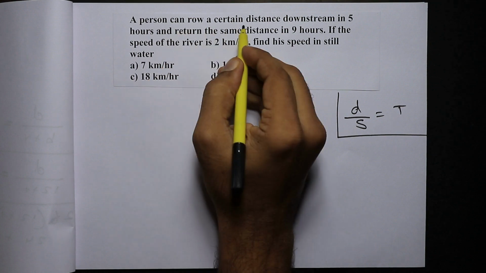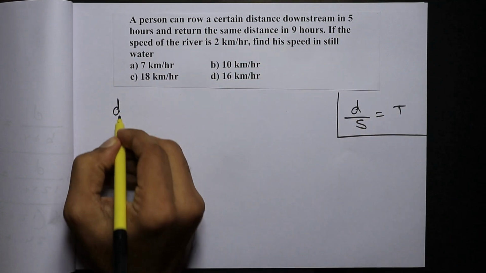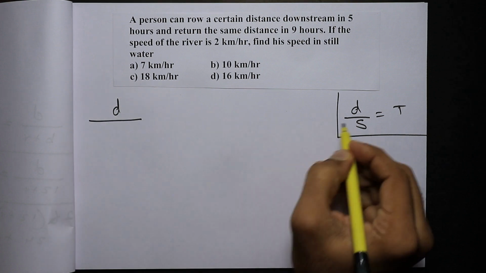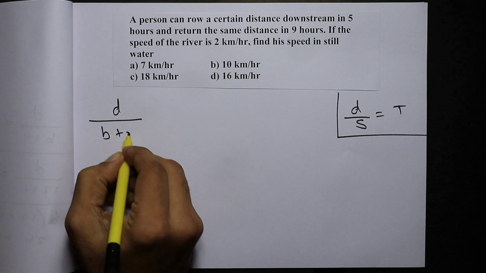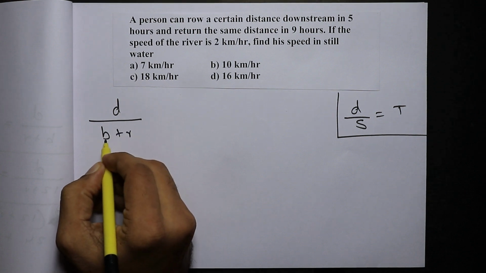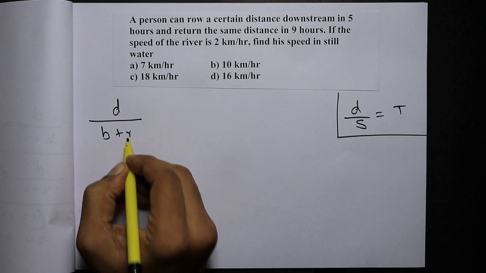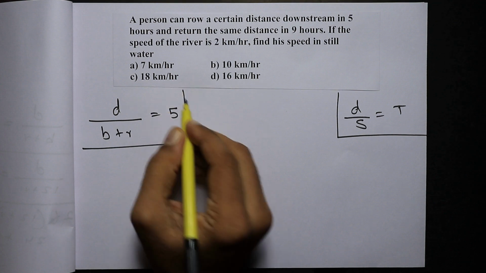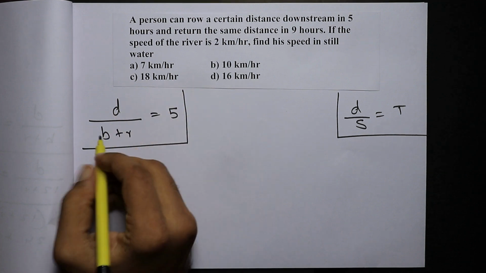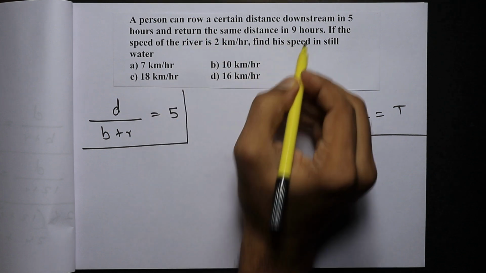A person can row a certain distance downstream. So distance, we will take it as d. Now when he is going downstream, speed or effective velocity will be b plus r, where b is the speed of the boat in still water and r is the speed of the river, and the time required is 5 hours. So this is the equation for downstreaming: d by b plus r equals 5.